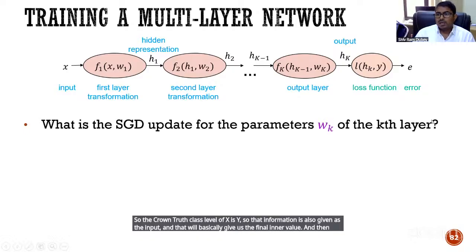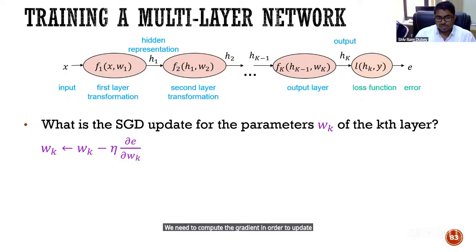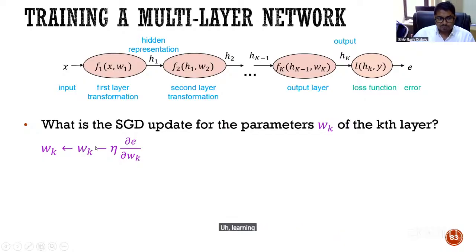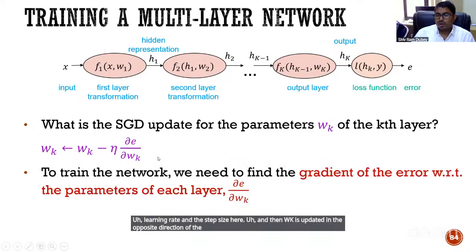And then we need to compute the gradient. For every parameter wk, we need to compute the gradient in order to update those parameters. For example, if wk is in the kth layer, and we get the gradient of our error function with respect to that wk, which is represented as the partial derivative of E with respect to wk, that gradient gets multiplied with the learning rate or the step size. And then wk is updated in the opposite direction of the gradient. So that's what we need to do.